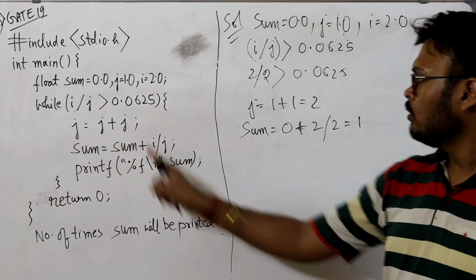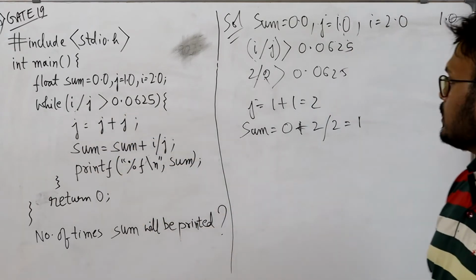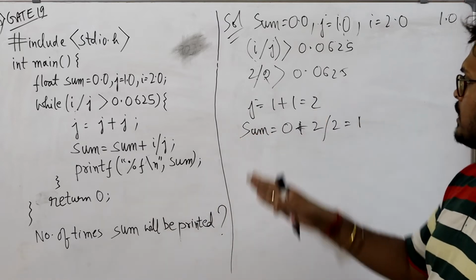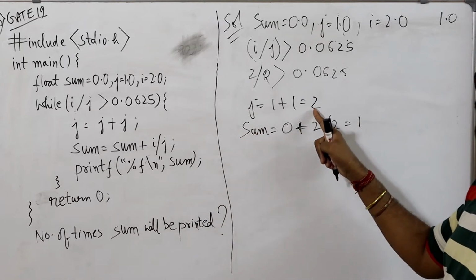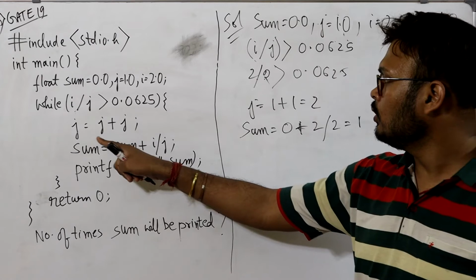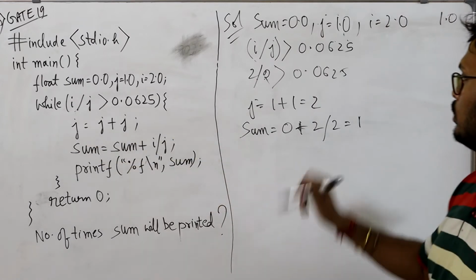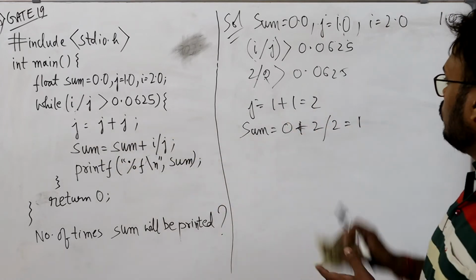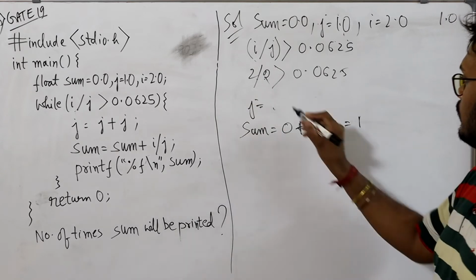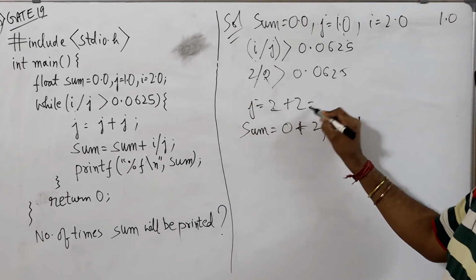Fine. So, what is this line? j is equal to j plus j. So, previously, what was the value of j? The value of j was 2. Okay. So, j is equal to 2 plus 2. Just write here 2 plus 2. That is 4.